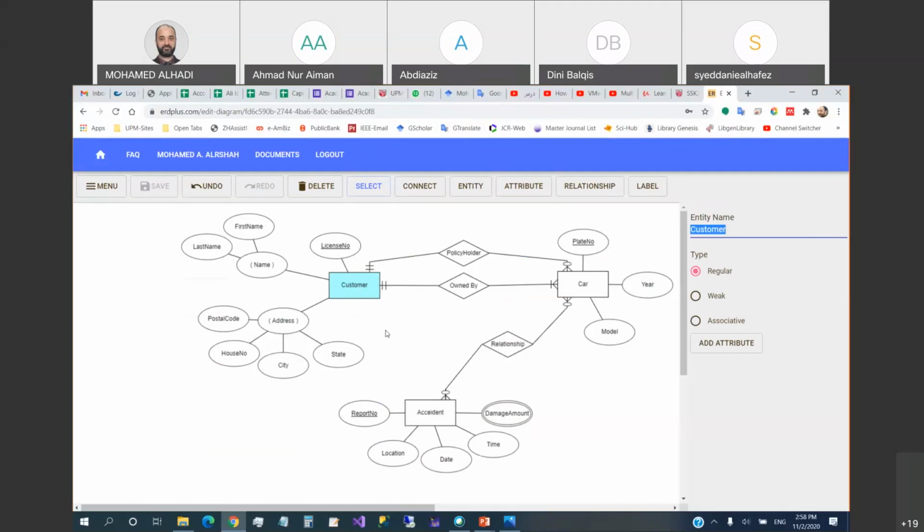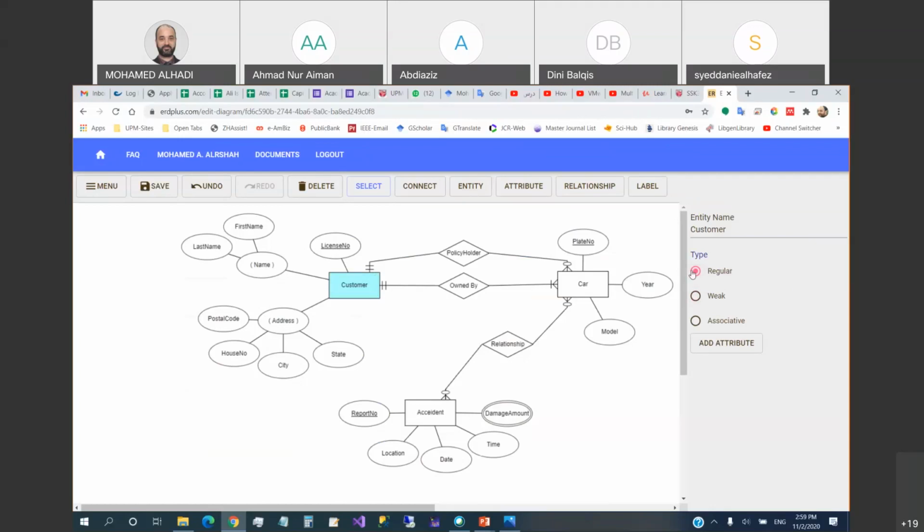So it depends on what we suppose. We can decide which one is strong and which one depends on the other, right? So we will assume that the customer data will be available in the system before the car. So in this case, the customer data will be strong.